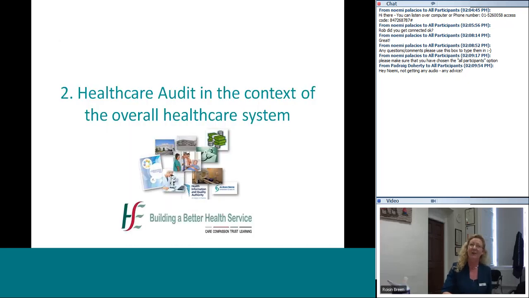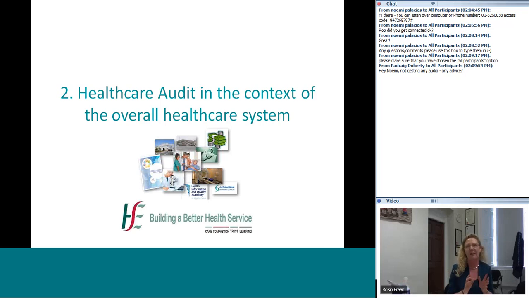So going on to what it is that we are, I'm going to talk about healthcare audit in the context of the overall healthcare system, because remember I was talking about us being about assurance. That assurance is about finding evidence that we are complying with standards or legislation, and it's really important that those standards or legislation that we're monitoring compliance about are really honing in on the important activities or processes for driving or achieving the organization's objectives.